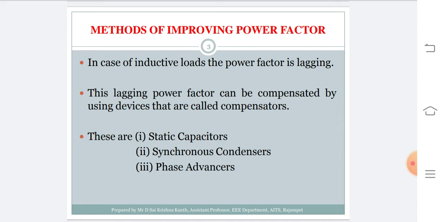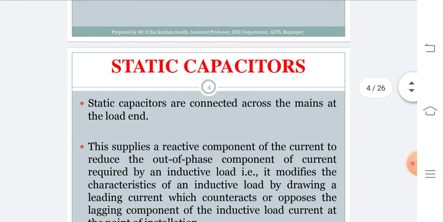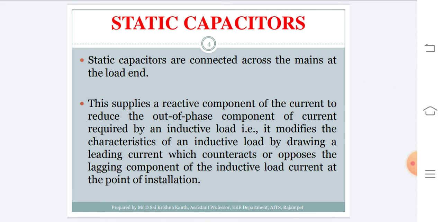There are three different types of compensators. One is static capacitors, secondly, synchronous condensers, and lastly, phase advancers. In this class, we shall see all of them in detail. Firstly, I would like to discuss the static capacitor. From the name itself, the capacitor is a device which is stationary and immovable. That is why we have named it a static capacitor, and it is connected across the load. This type of compensation to improve the power factor is named static shunt capacitor compensation or static shunt compensation.